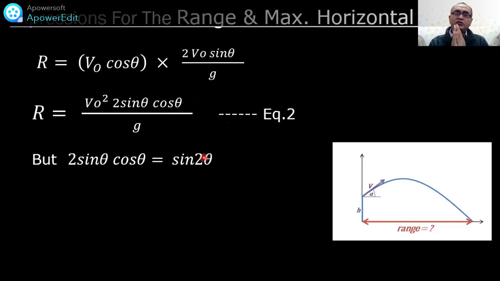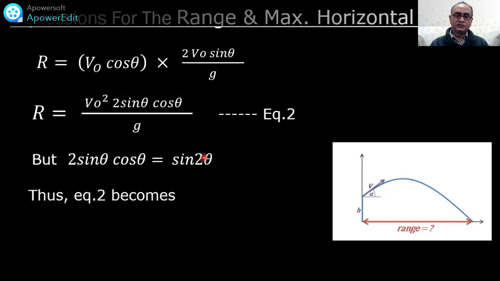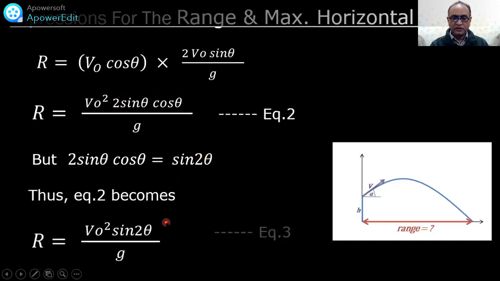What is the formula? 2 sine theta cos theta is equal to sine 2 theta. So what will we do? We will substitute this value by sine 2 theta so that the equation will be reduced. We will not write 2 sine theta cos theta, but we will write sine 2 theta so that the equation will become V naught square sine 2 theta upon G.